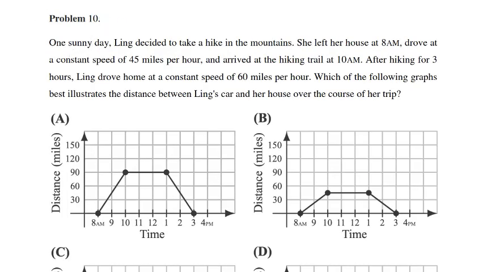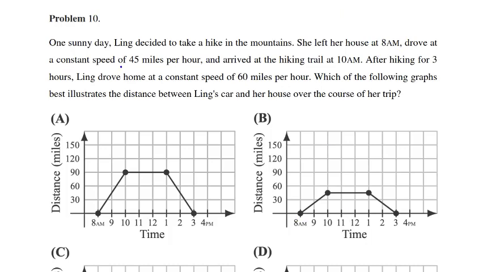Problem number 10. One sunny day, Ling decided to take a hike in the mountains. She left her house at 8 a.m., drove at a constant speed of 45 miles per hour, and arrived at the hiking trail at 10 a.m. After hiking for 3 hours, Ling drove home at a constant speed of 60 miles per hour. Which of the following graphs best illustrates the distance between Ling's car and her house over the course of her trip?